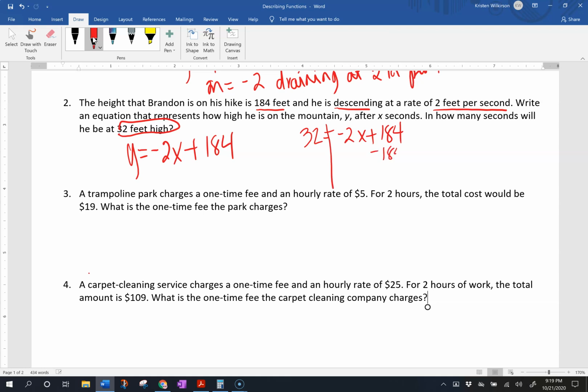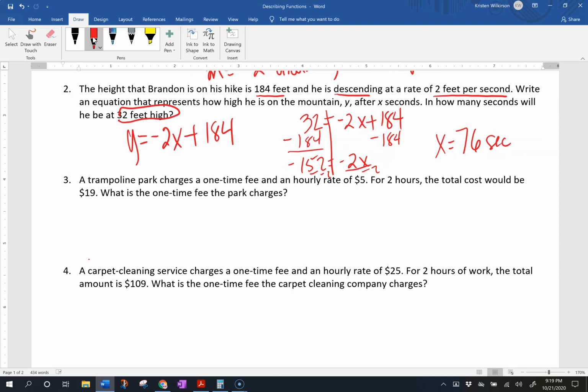So I'm going to subtract 184, subtract 184. So I get -152. If you didn't know that, type it in your calculator. Then I'm going to divide both sides by -2. So x is equal to 76, in this case seconds, meaning it takes him 76 seconds to get down to a height of 32 feet. Okay, I hope that he's riding a bicycle or something.